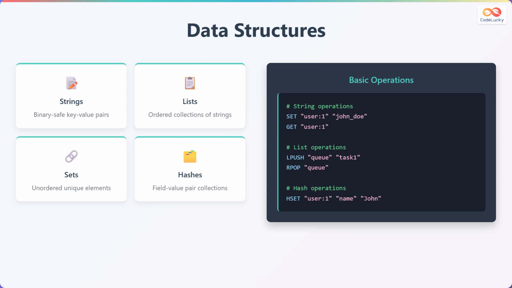Here are some basic operations. To set a string, use the SET command. To get a string, use the GET command. For list operations, LPUSH adds an element to the left side, and RPOP removes an element from the right side. HSET is used to set a field value pair in a hash.